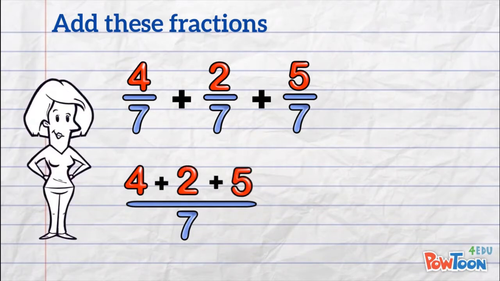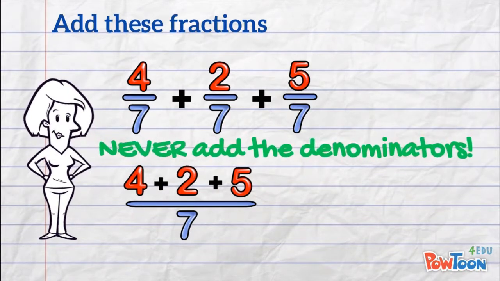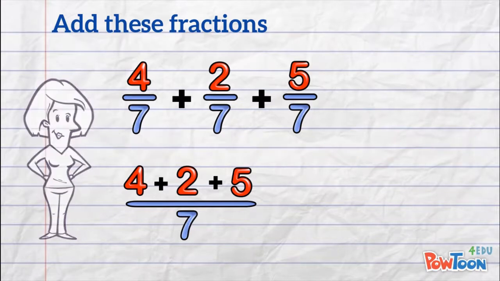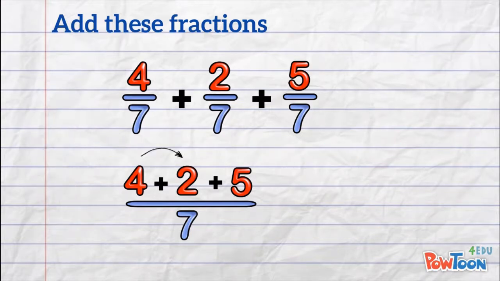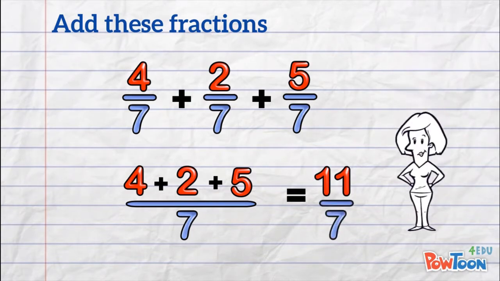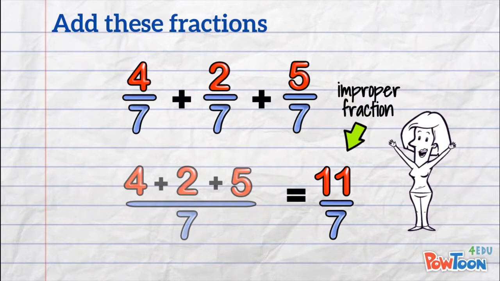This strategy is designed to make sure students don't make the mistake of accidentally adding denominators. And you know, we never add the denominators. Next, you just add it up. 4 plus 2 is 6, plus 5 is 11. We get 11 over 7. That's the numerators added, but now we've got an improper fraction, so it won't do. But that's okay, because you know how to change it to a proper fraction, don't you?